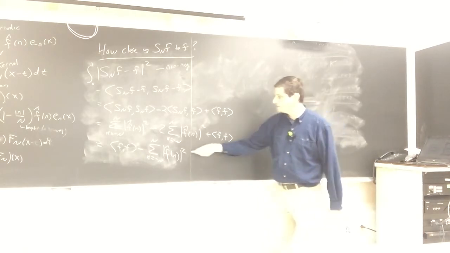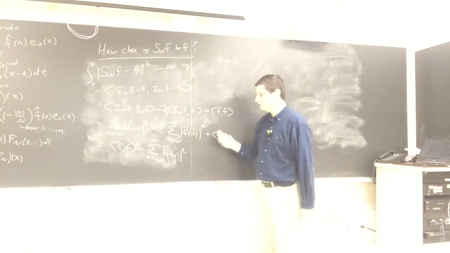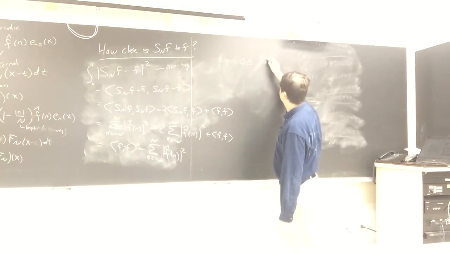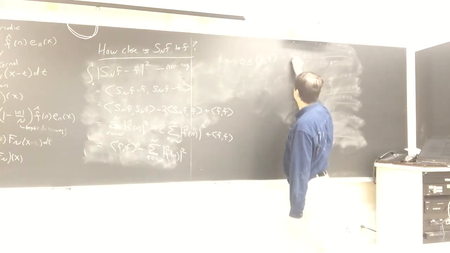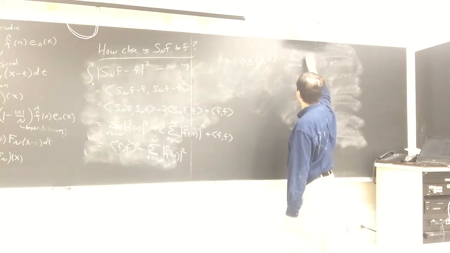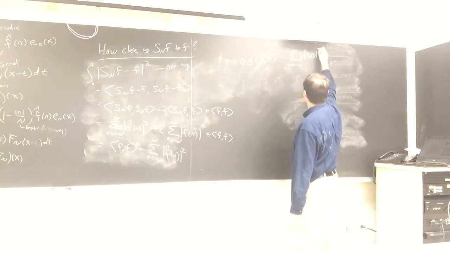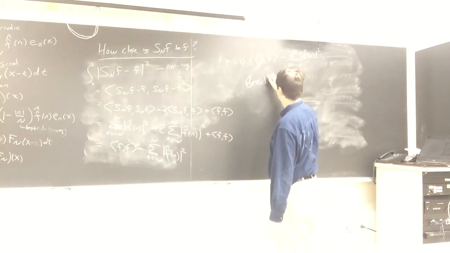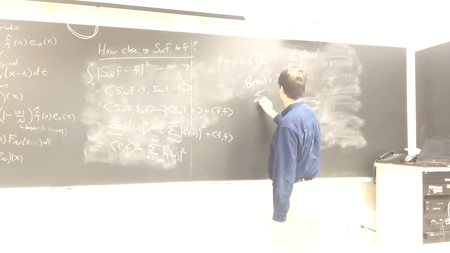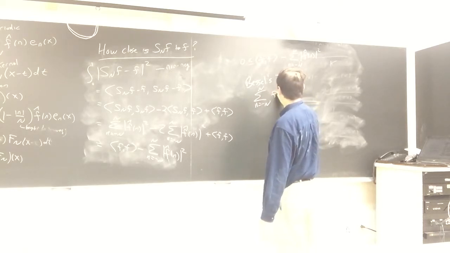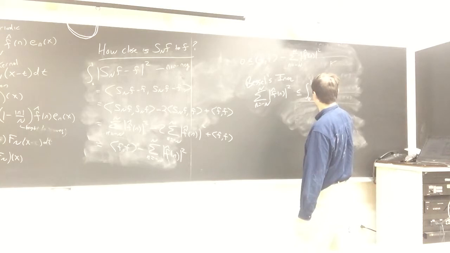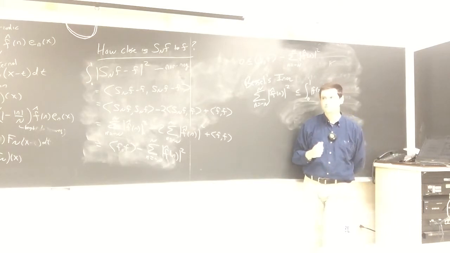So if that's non-negative, this expression here must be greater than or equal to 0. So you get 0 is less than or equal to the L2 norm of f squared minus the sum, and it goes from minus n to n of f hat of n squared. So if we bring this over to the other side, this is called Bessel's inequality. The sum, n goes from minus n to n of f hat of n squared is less than or equal to the integral from 0 to 1 of f of x squared dx.